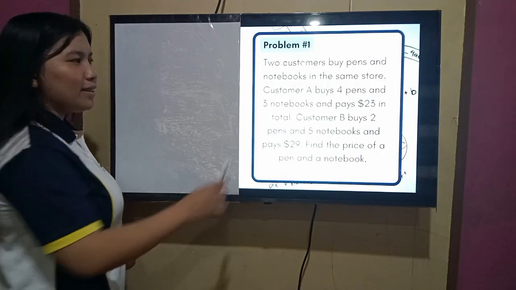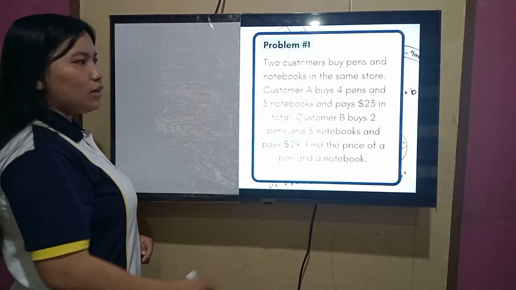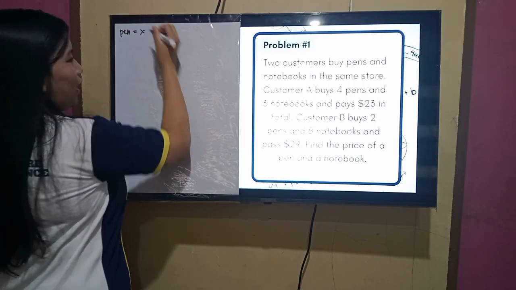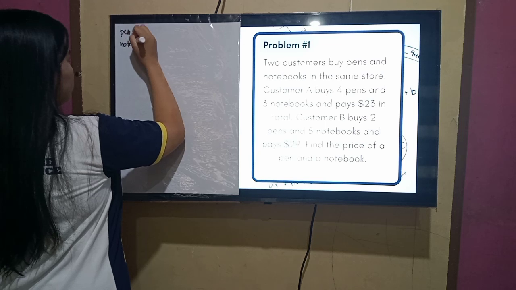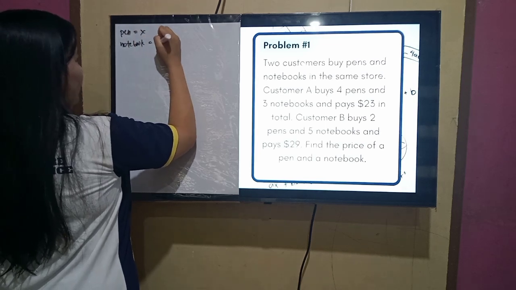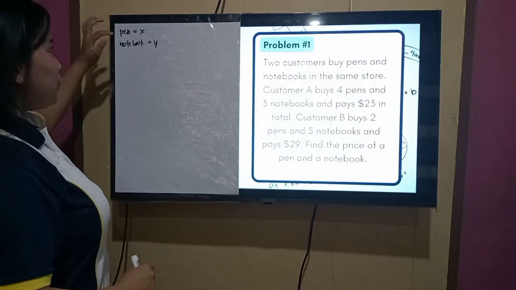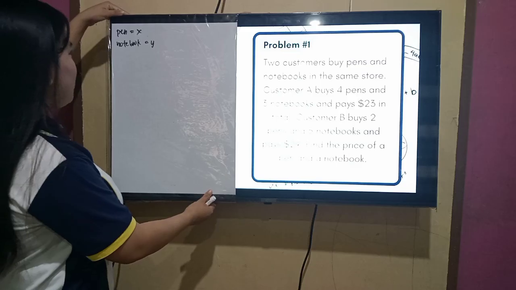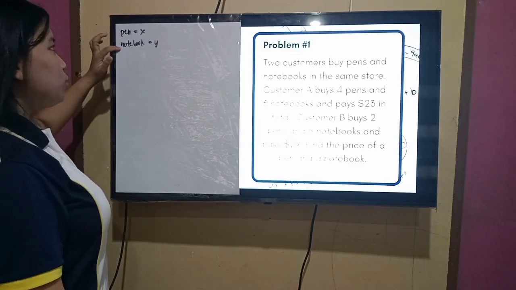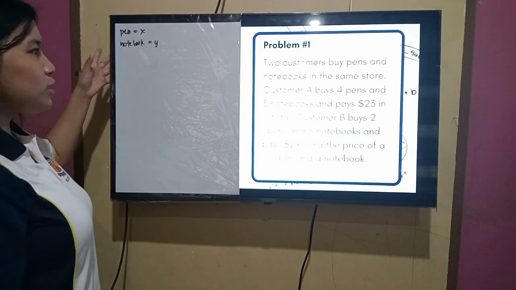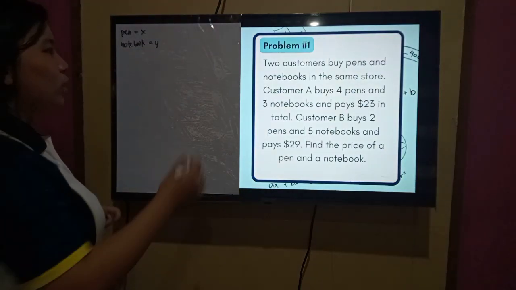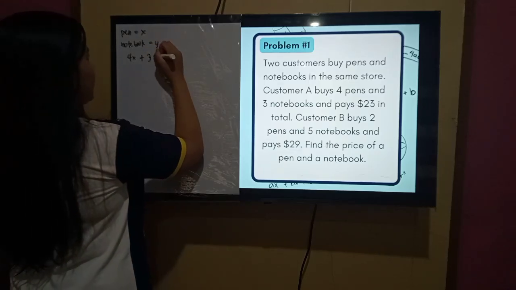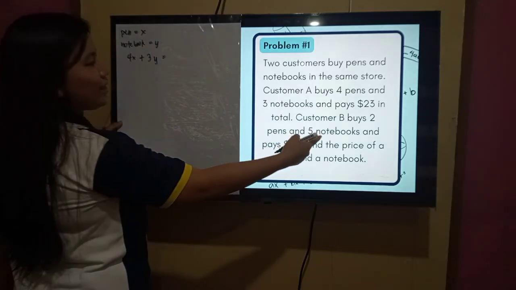So, pwede natin gawin dyan is yung ating pen i-represent natin siya into x variable. So, pen is equal to x, and yung ating notebook is equal to y. Any variables naman, pwede nyo din gamitin yung first letter ng kanilang name. Like yung pen, pwede natin siyang gamitin ng P, or yung notebook, pwede natin siyang gamitin ng N. But for this one, I'm going to use x and y. So we have 4 pens, we have 4x, plus we have 3 notebooks, so we have 3y equals $23.